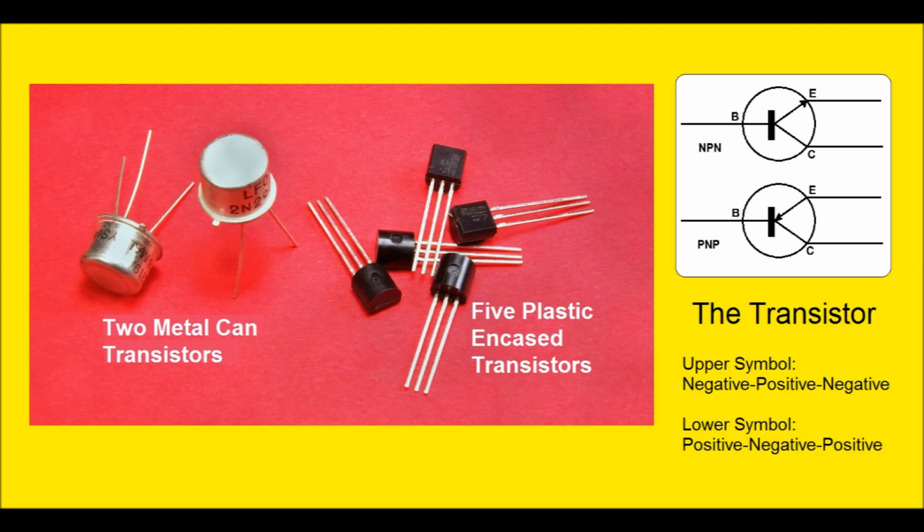The invention of the transistor in 1947 was really important for the miniaturization of electronic devices that we see today. The transistor is a device which uses a tiny input voltage to control a much larger output. As such, it can act either as a switch or an amplifier.